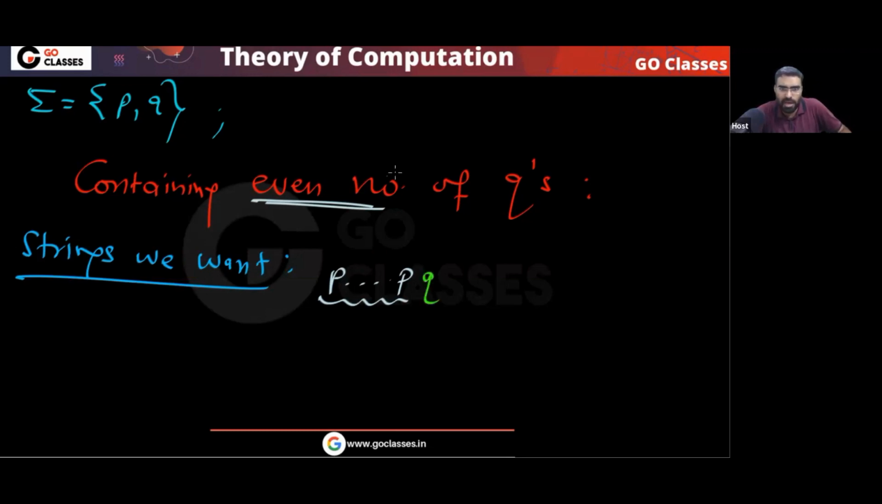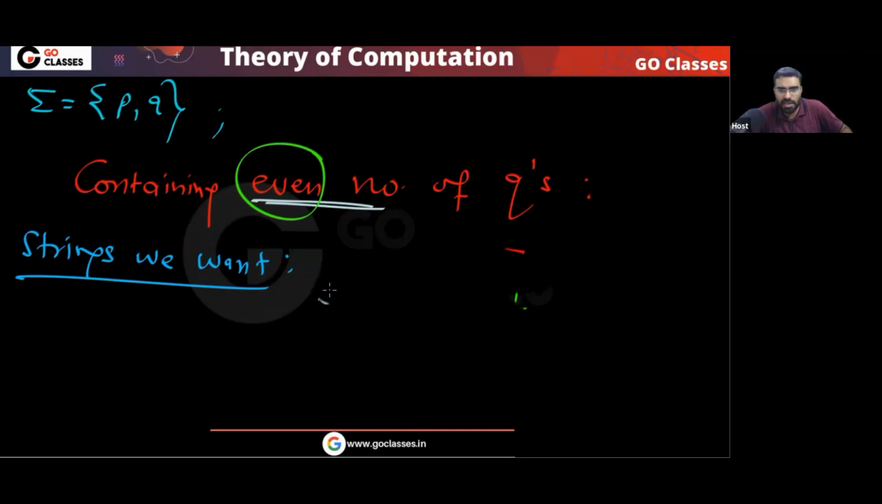If q is coming, I want an even number of q's. If q is coming, should another q come? Let's assume this is the first q, then this is the corresponding q. For this q, there must be a corresponding q. In between, any number of p can come. So very simple. This is what I am saying, that any number of p's can come.